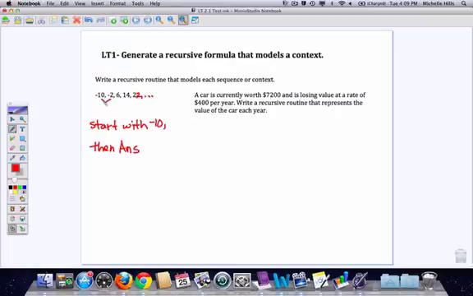And every time we go from one to the other, we're adding 8. And I can check, again, because I did fix this one on your test, it's adding 8 every time, so take the previous answer and add 8. That's my recursive routine. Start with -10, then answer plus 8.